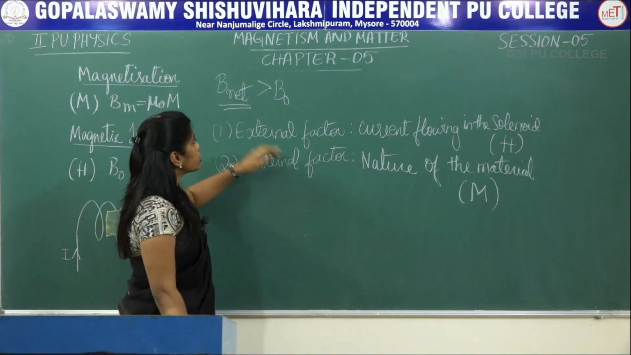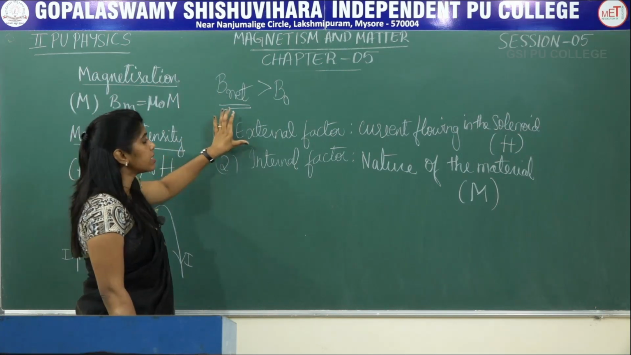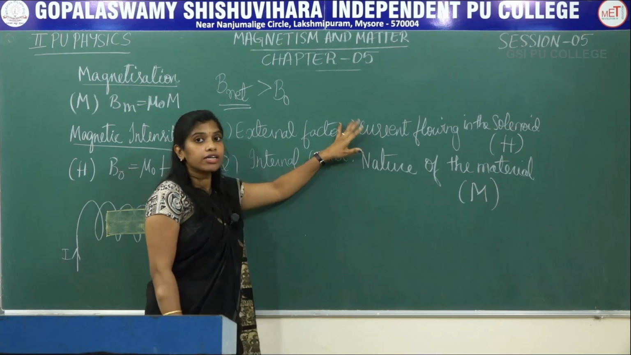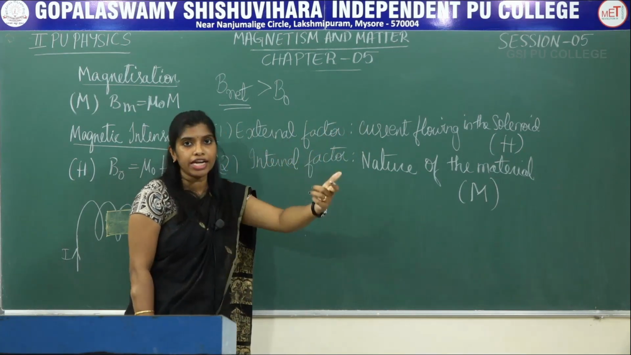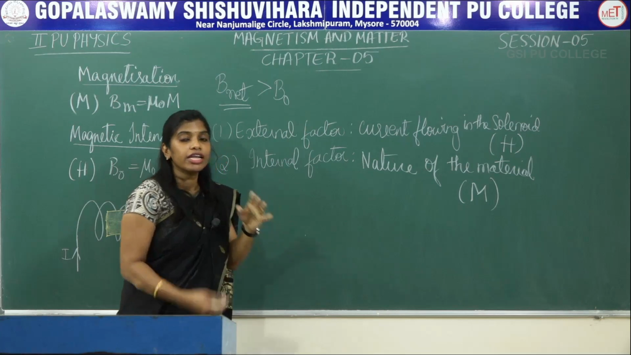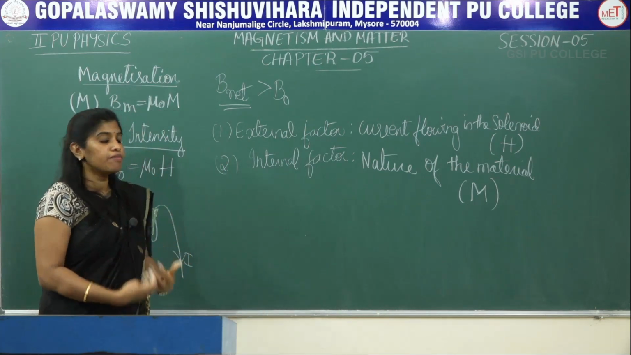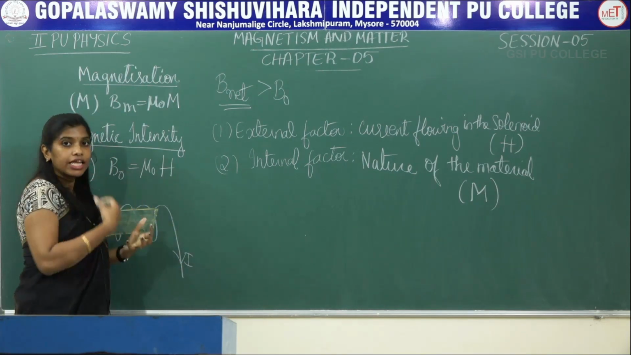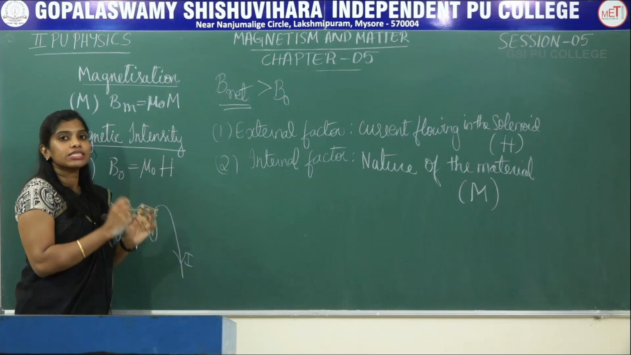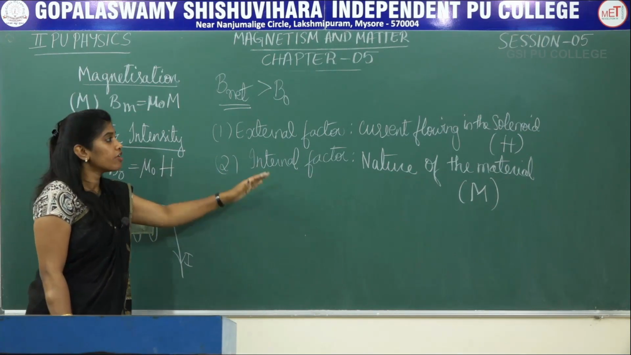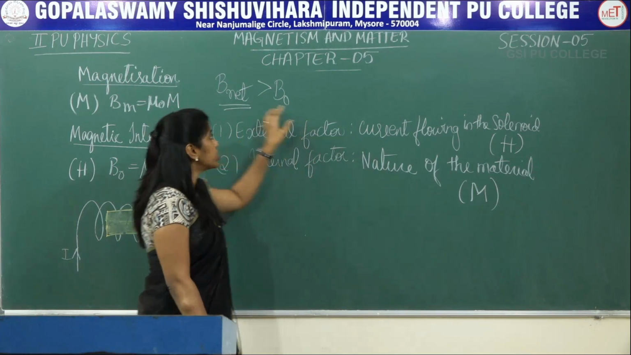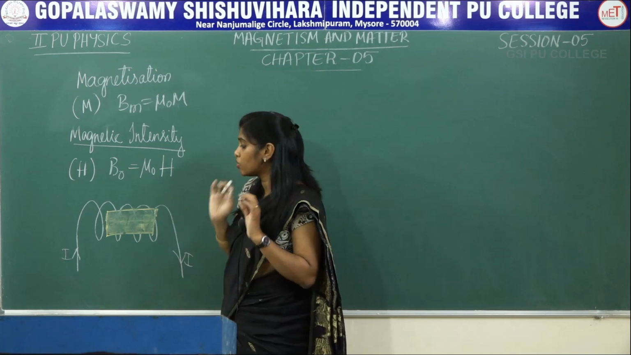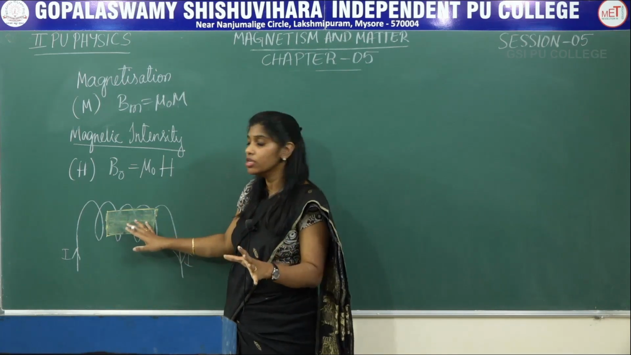Therefore, there are two factors on which this B net depends. One is the external factor and another one is the internal factor. External factor is the current which is producing the magnetic field in the solenoid, and the internal factor is the factor which is inherited by the magnetic material. So this magnetic material is inheriting a property which is nothing but the magnetization. Therefore, these are the two factors which are responsible for B net, and therefore this is always greater than the B naught.